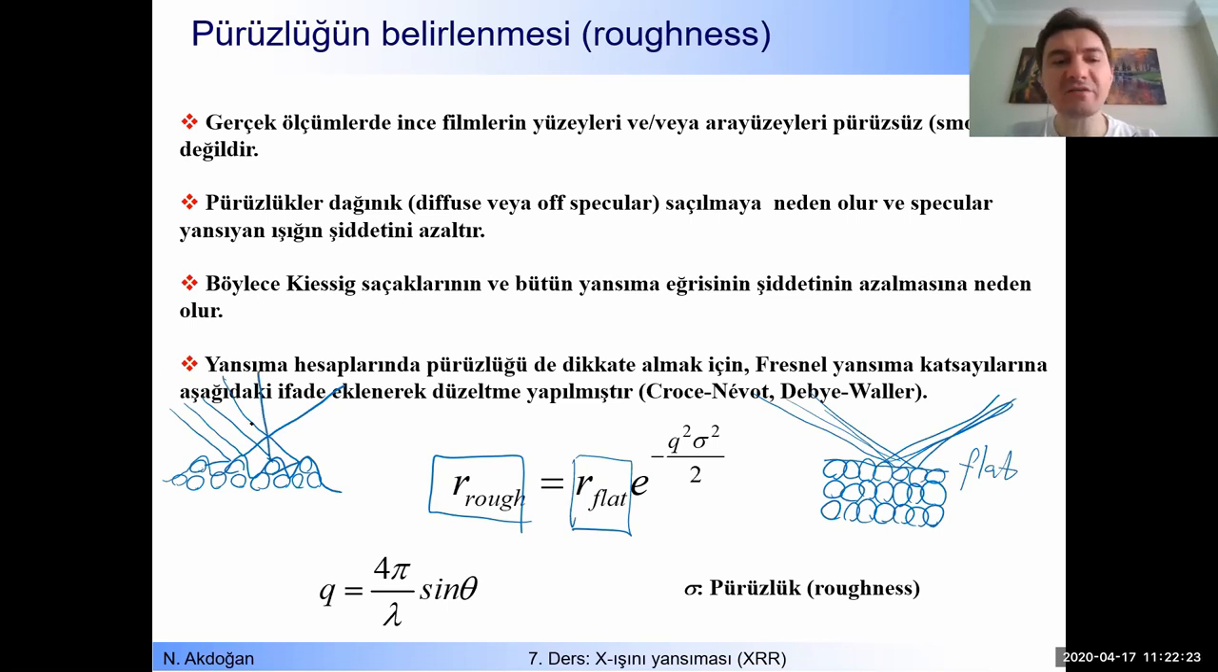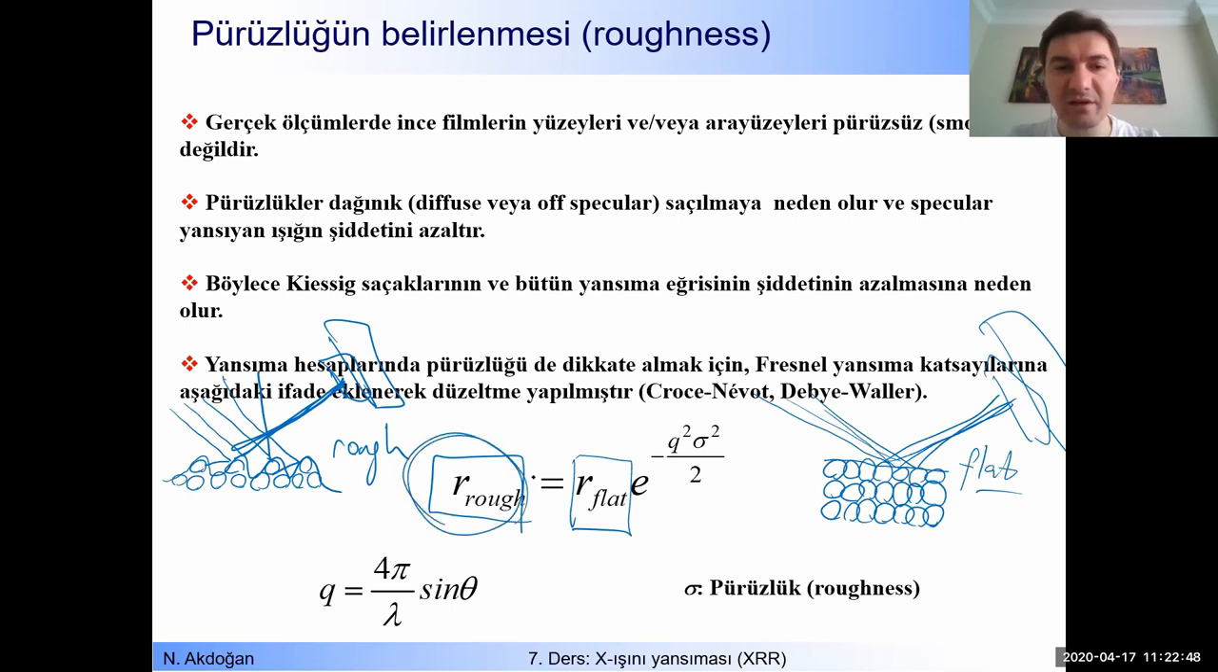Many of the X-rays are absorbed on the surface or scattered elsewhere, so few of them go to the detector if the surface is rough. But in the case of flat surfaces, all X-rays more or less go to the detector, okay? So you can expect that the intensity at the detector for rough surfaces will be less than for flat surfaces, okay? And this is given by that expression.